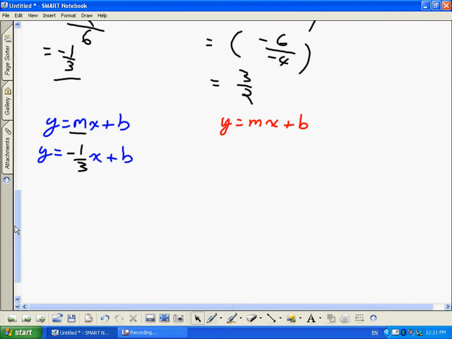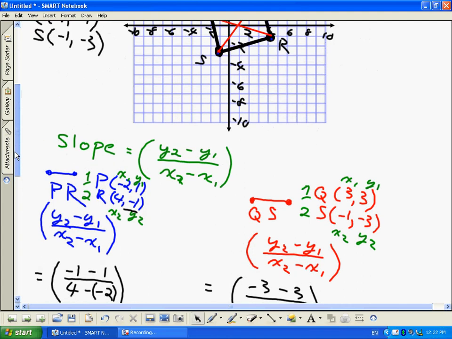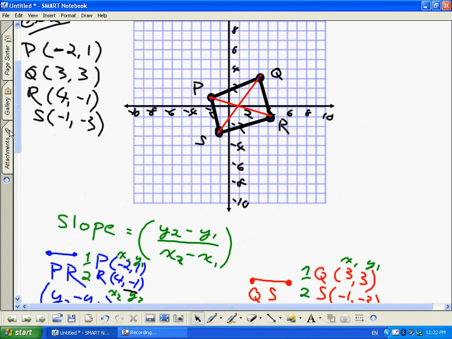Technically, I only need to solve for the b to get the actual equation of a line, which means I need values for x and y. Now x and y could represent any point along this line. If I look back up to the top, we're working with line PR. Point P is on this line, and point R is on the line, so I can use either of those coordinates. I'm going to choose to use point P, which is negative 2 and 1.